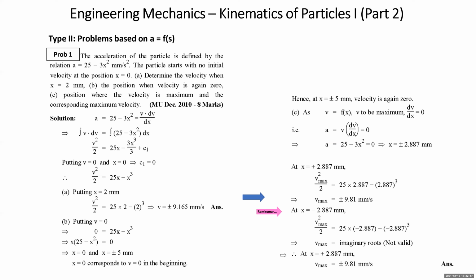That means at x is equal to plus 2.887, velocity is maximum. So the minus value of x, which was minus 2.887 mm, is discarded. So at x is equal to plus 2.887 mm, velocity is maximum, and that is equal to plus minus 9.81 mm per second. So this is what is to be done in this type of problem, students. When acceleration is a function of displacement, we have to write it compulsorily v dv by ds. All right, or acceleration is a function of x, v dv by dx.